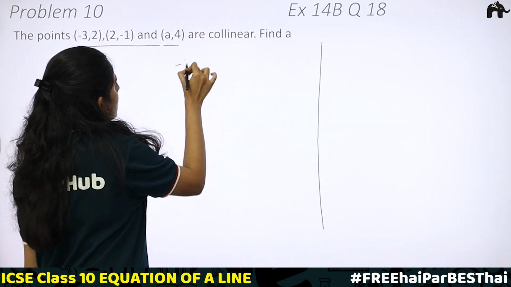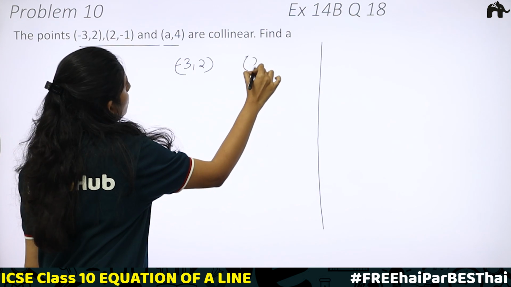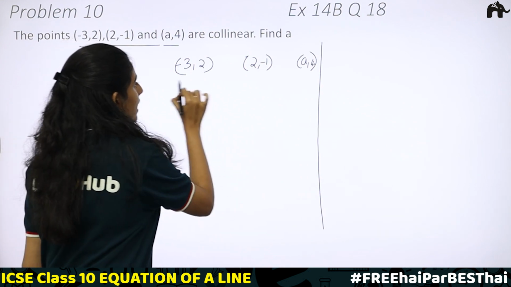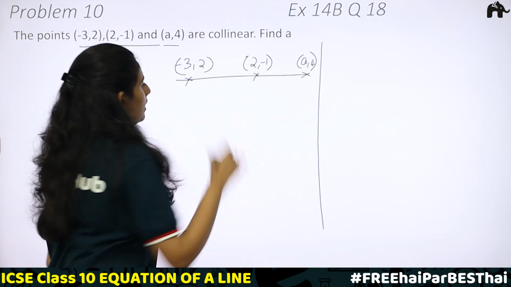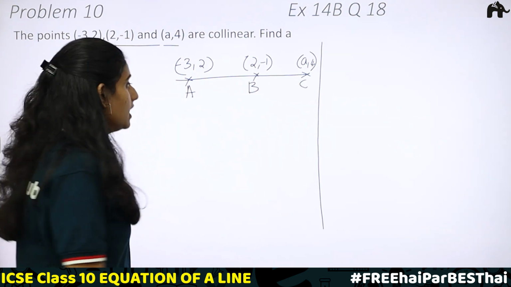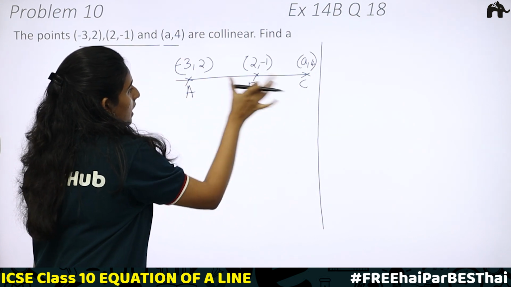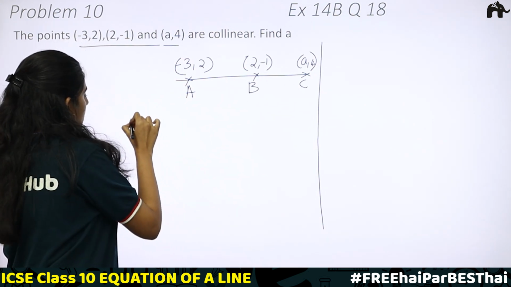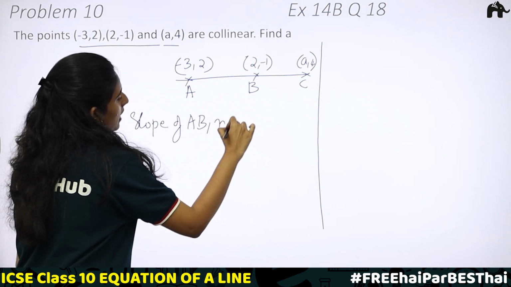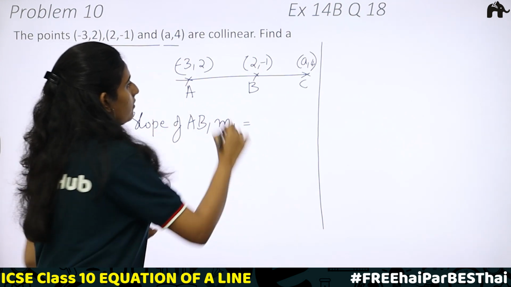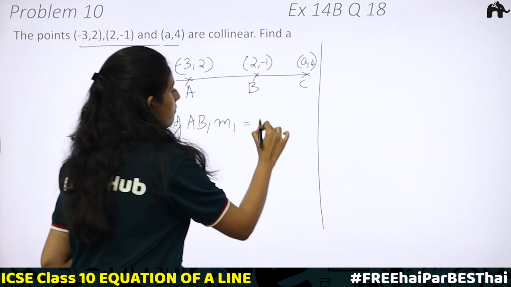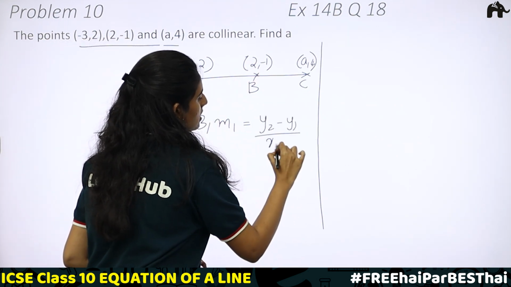Here we have points (-3, 2), (2, -1) and (a, 4). Since these are collinear points, they lie on the same straight line. Let us name them as points A, B, C. I'm going to find the slope of AB and the slope of BC. Slope of AB, M1, is equal to, taking this point as x1, y1 and this point as x2, y2, y2 minus y1 divided by x2 minus x1.